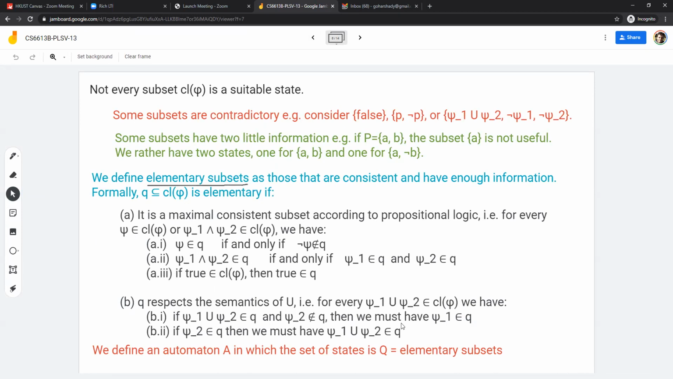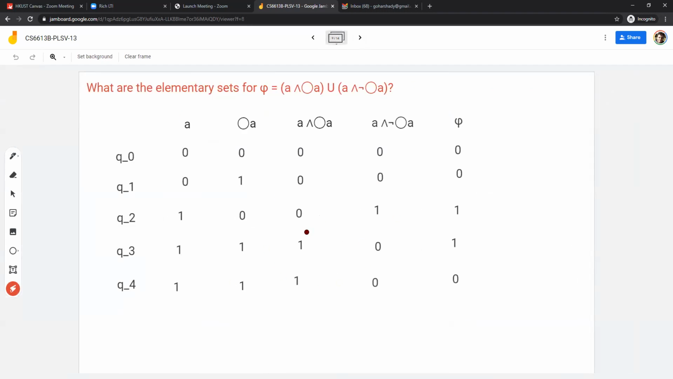And we saw an example of this. And another thing is that if you have psi2, then it doesn't matter if you have psi1 or not. In any way, you have psi1 until psi2 as well. Because if psi2 holds at the current moment in time, then psi1 until psi2 holds at the current moment in time. Okay, so these were the rules that we saw for creating the elementary sets.